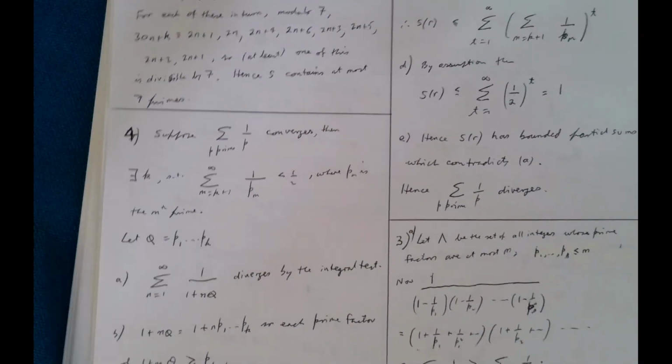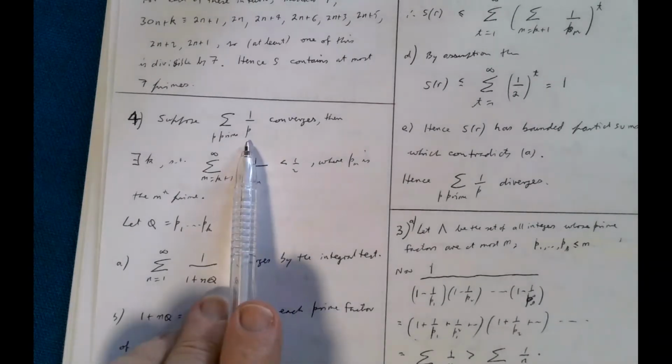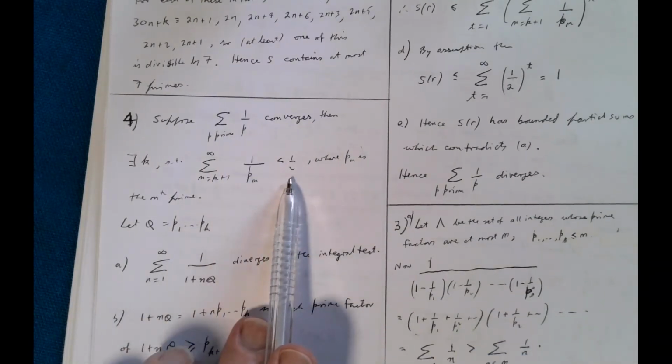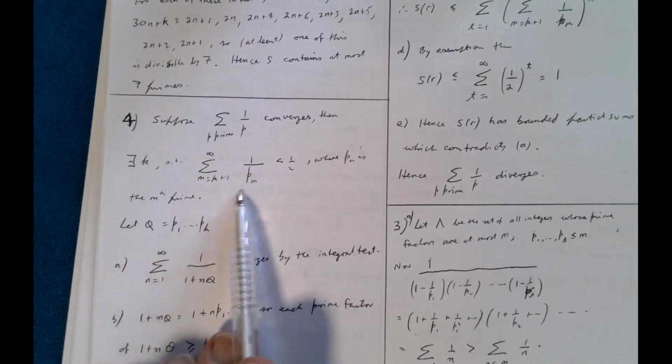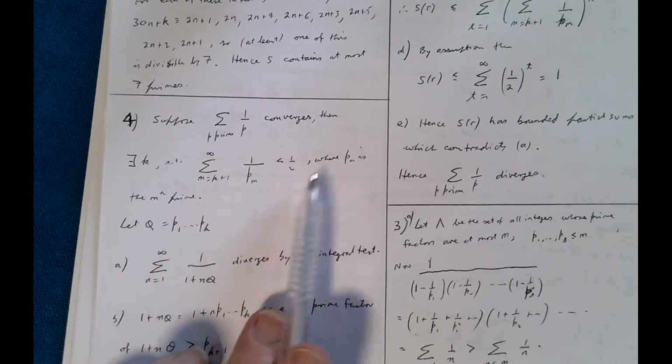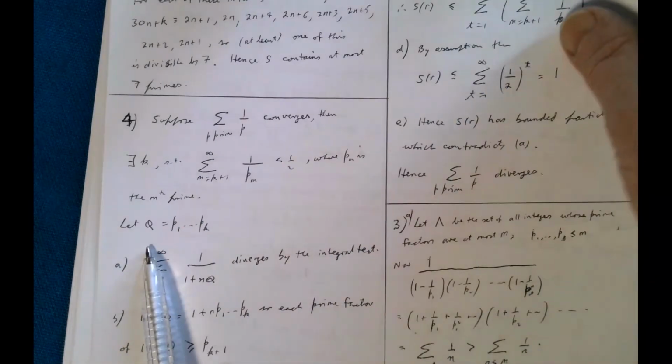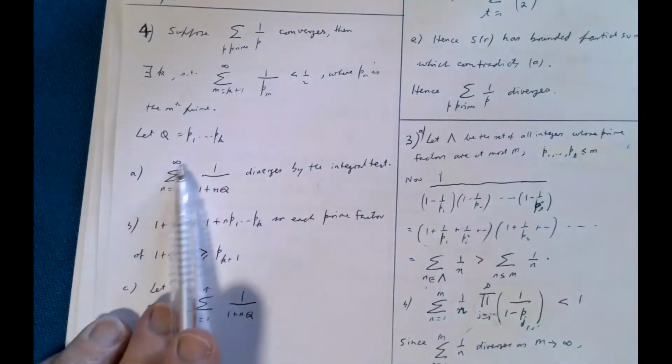As I said, we're going to suppose that this thing converges, then the tail can be bounded, provided we go far enough, that there is a k so that this sum is less than a half, where Pm is the mth prime. We put Q to be the product of these primes, P1 up to Pk.